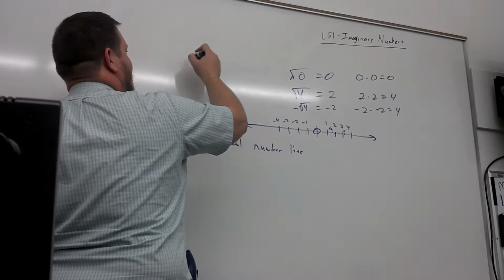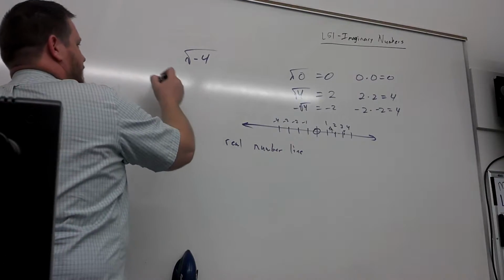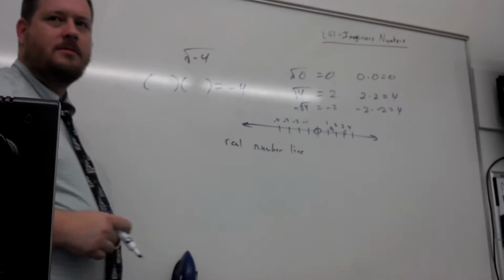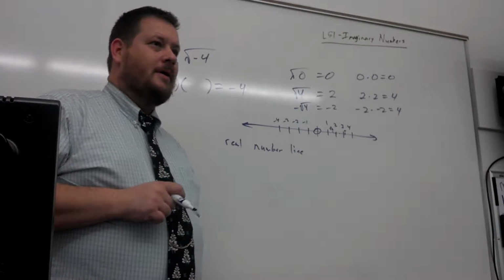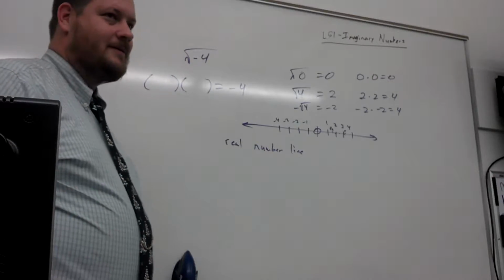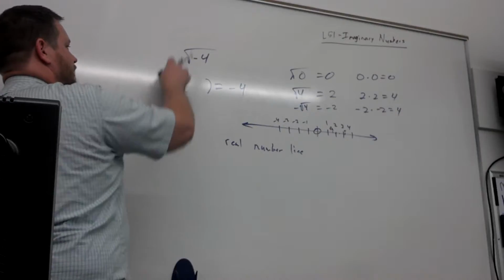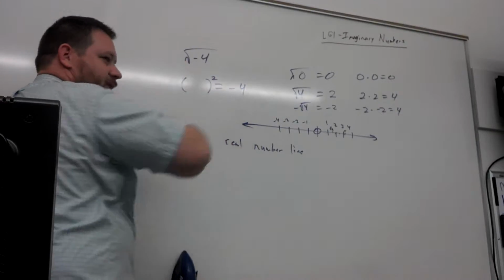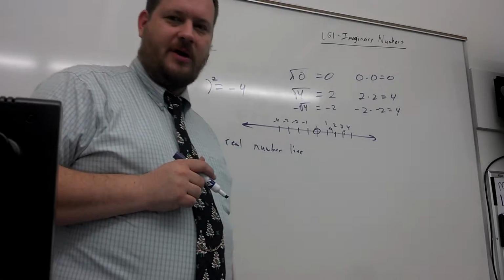What if I wanted to take the square root of negative 4? Is there any number that times itself equals negative 4? 2 and negative 2 are not the same thing. We are looking for some number that times itself equals negative 4. Nothing.